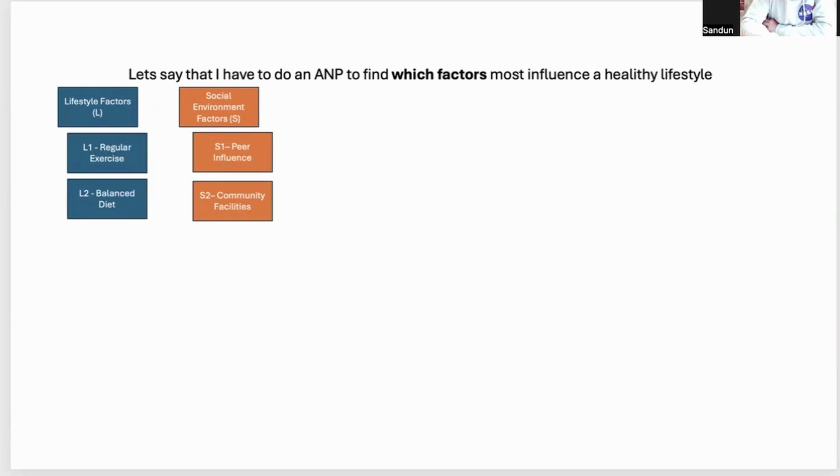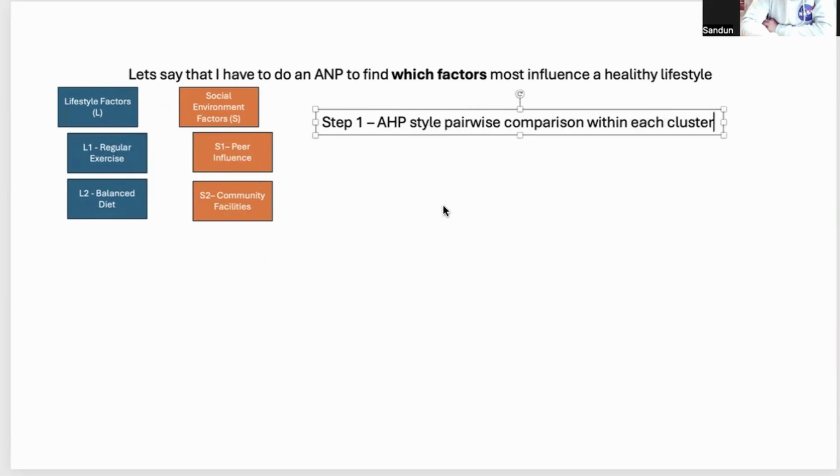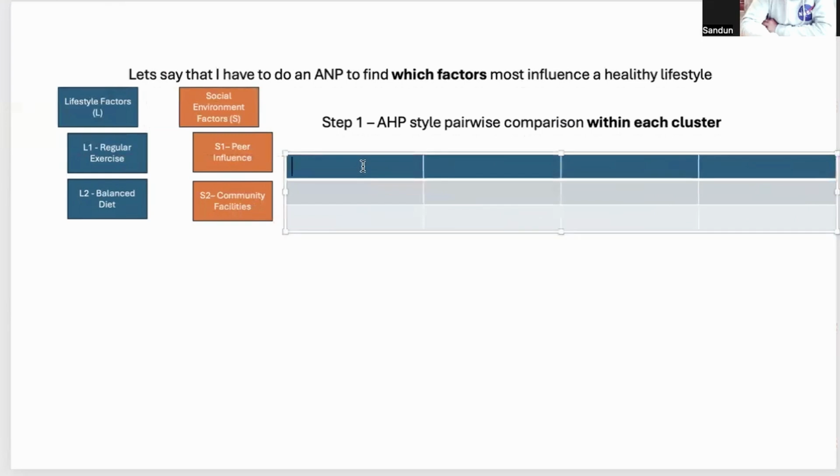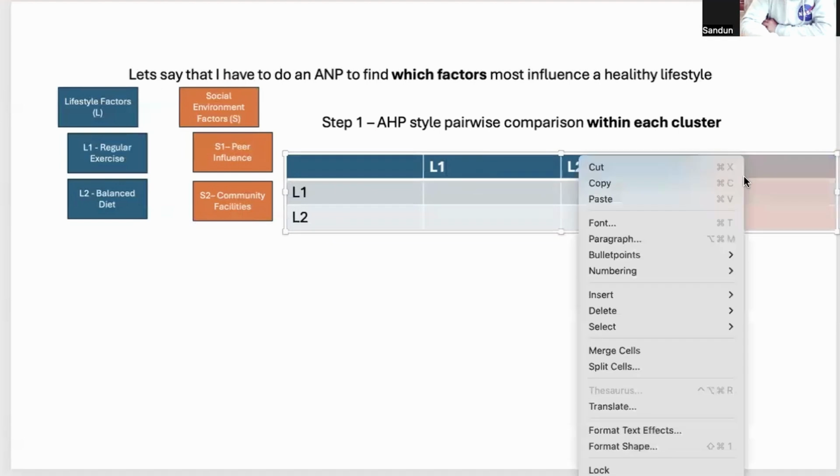Step one is an AHP-style pairwise comparison within each cluster. In my case, I have the lifestyle factors cluster, with the exercise part and the diet part within it. So I have to draw a table. It's a simple table. I will name L1 here, that's exercise, and L2 here, that is diet, and I will put L1 and L2 across the top as well. I don't need this part for now, so I will delete it.